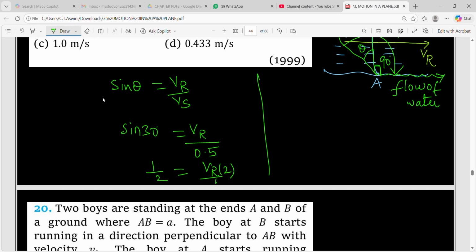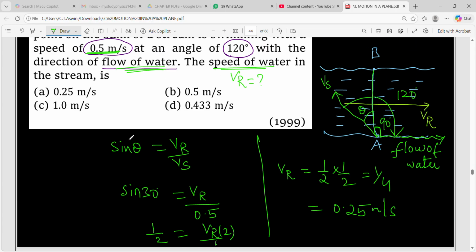So what is the river speed now? It is 1 by 2, and if you send to that side, 1 more 1 by 2. So this is 1 upon 4. What is quarter? It is 0.25. So 0.25 meter per second. So answer is how much? Option A.